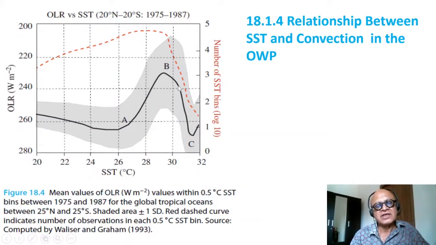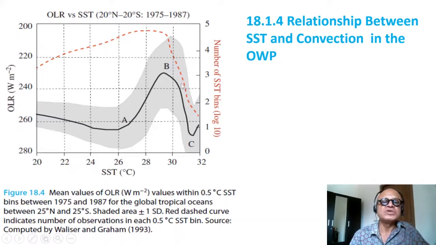And then there is an increase again beyond a certain threshold, and that corresponds to the sea surface temperatures with the number of SST bins in a log scale, where the sea surface temperatures are warmer, in a half-degree bin in this range of SSTs. So this would indicate that the number of bins with the warmest temperatures drops suddenly as convection peaks, and then the OLR increases.